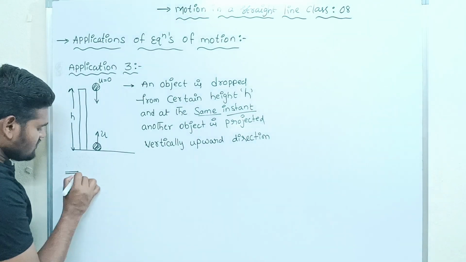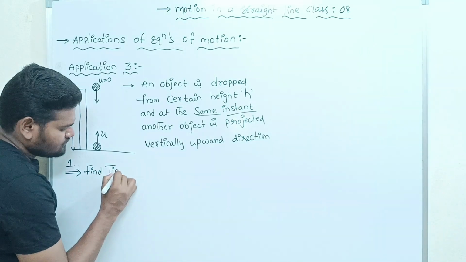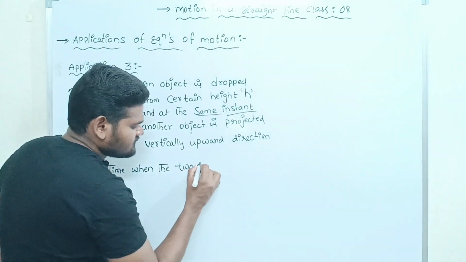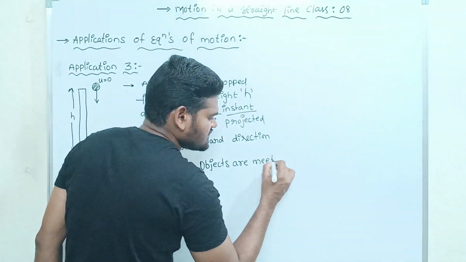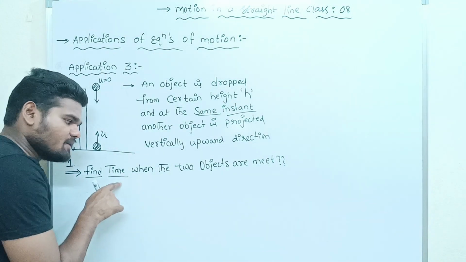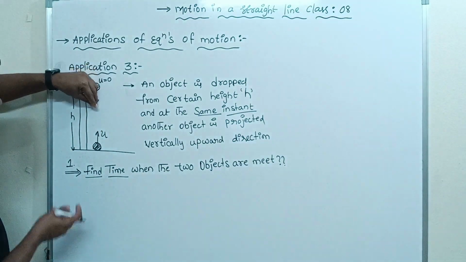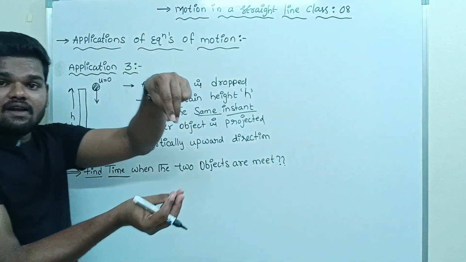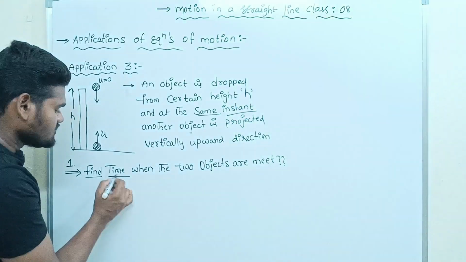So first one, find the time when the two objects meet. So we have to find this. What we have to find? We have to find the time when the two objects meet. This one is moving towards the ground and the other is moving away from the ground. So at a particular instant of time, the two objects meet each other. At what time they meet each other, we have to find.